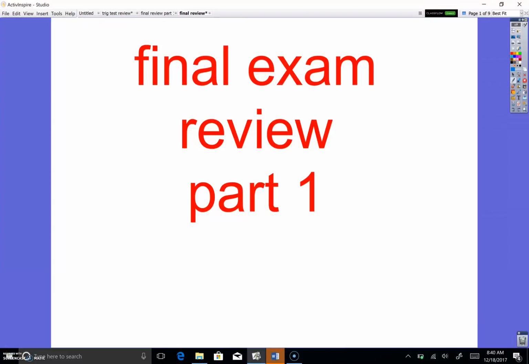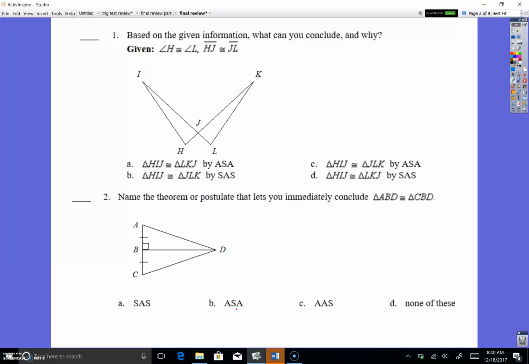This is the first part of the final review. So, let's get started. Based on the given information, what can you conclude and why?